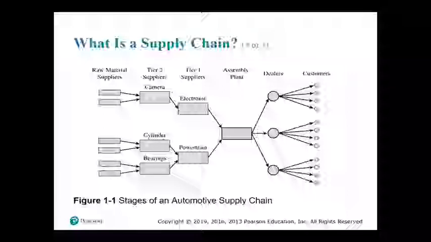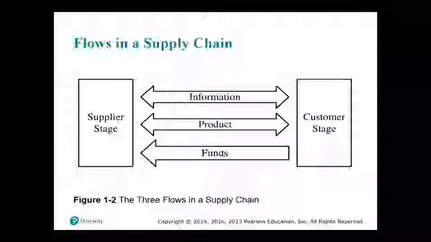Upstream, from customer to dealer to retailer to suppliers. What about information flows? Both ways, and you can go in all directions. And the management of this flow is very important and the key of supply chain management.